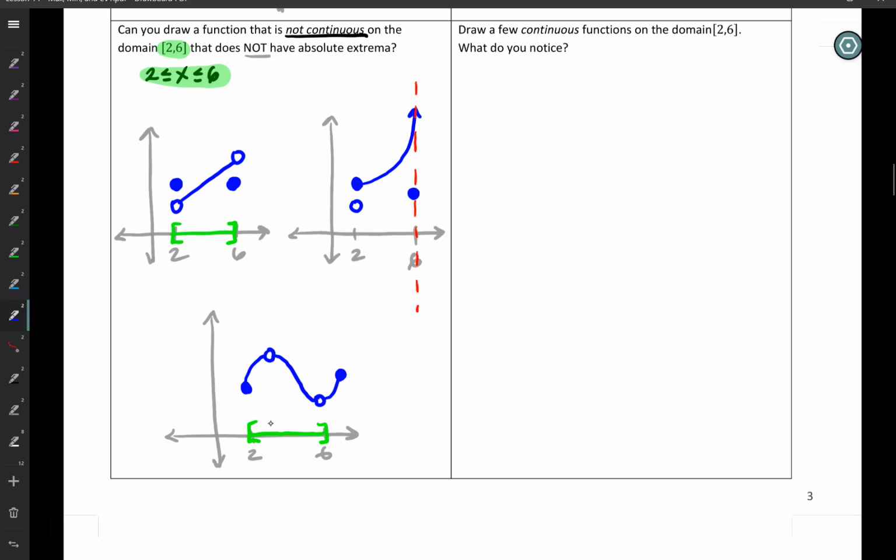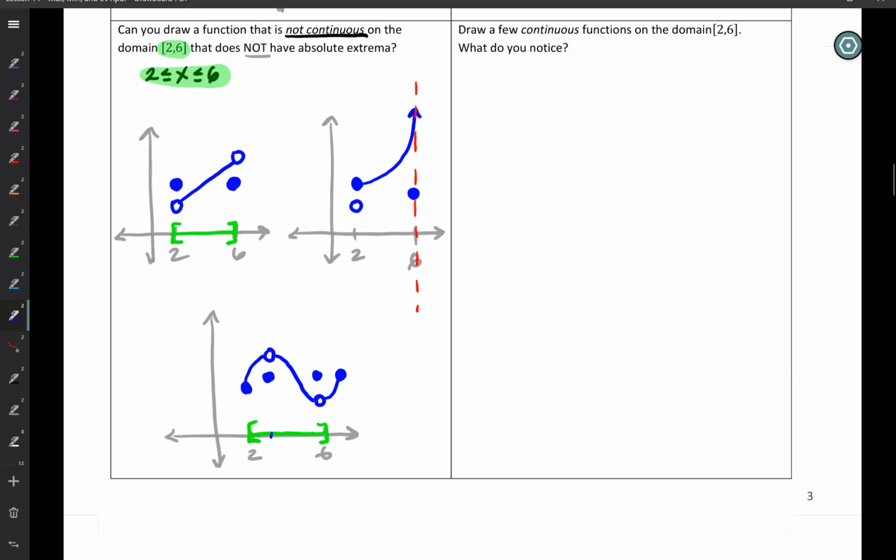I don't want to send this x value to a y value above this whole graph, because then I'd have an absolute max. Similarly, I don't want to send it to some y value below everything. But if I just did something like that, similarly over here, something like that, I'd be in good shape. There's not a biggest y value, there's not an absolute smallest y value. The function's domain is a closed interval, and it's not continuous.